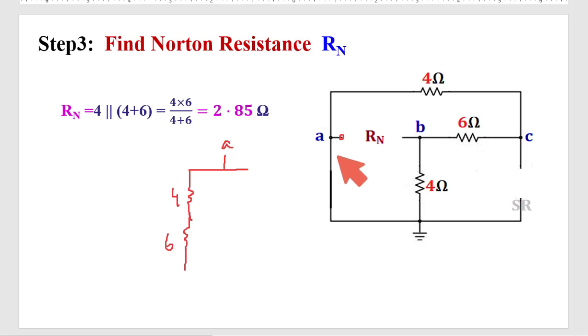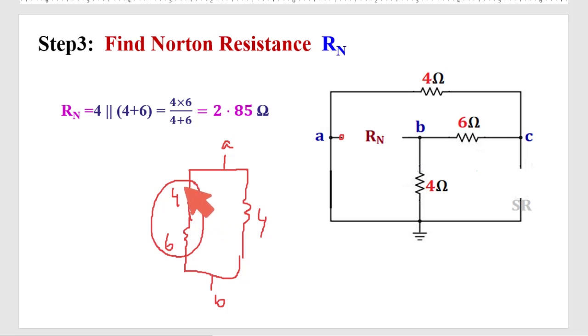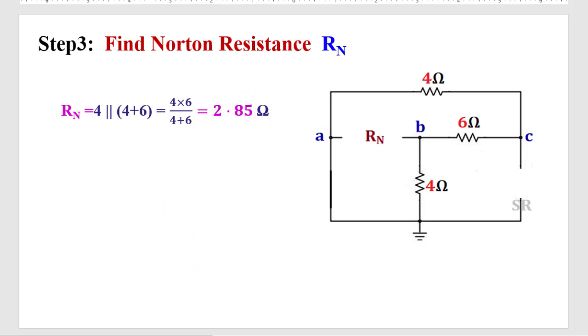In another path, which is coming here to here, ultimately this 4 ohm resistance and ultimately coming to this point B. So another path, this resistance 4 ohm, and ultimately it will come to here, this is B. So what is here? This 4 and 6 are in series and the equivalent of this one is in parallel with this 4. So ultimately we got 2.85 ohm resistance. So this is Norton resistance.